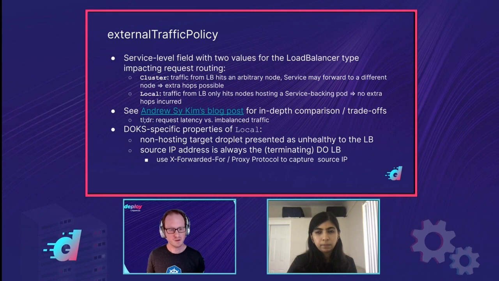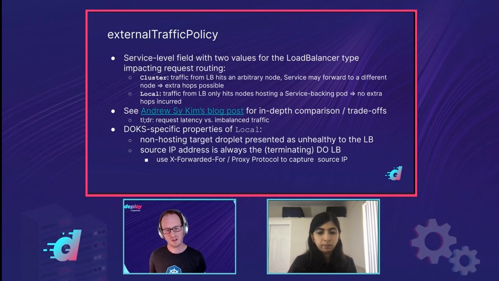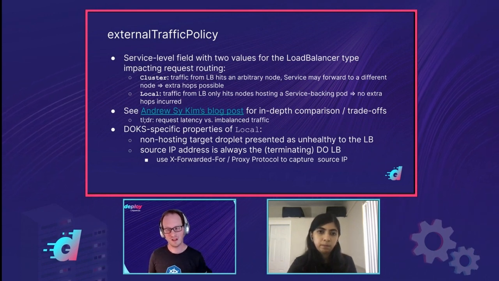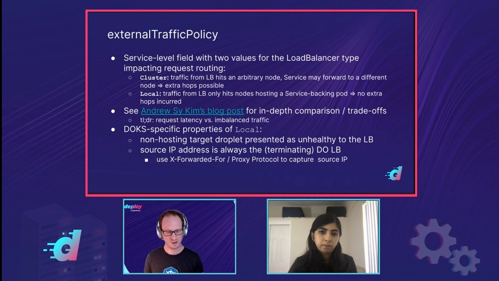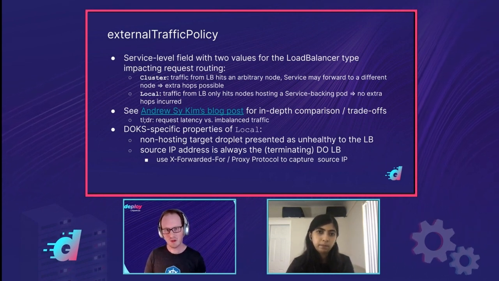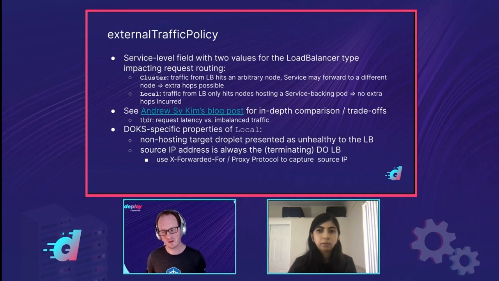On the contrary, if you use local, then Kubernetes basically makes sure that the LB traffic always hits a node that hosts a pod and it stays on that node. So you don't have any extra hops incurred. It's worth mentioning that there are different trade-offs to both options, especially many Helm charts default to local, but it's actually good to know about the trade-offs.